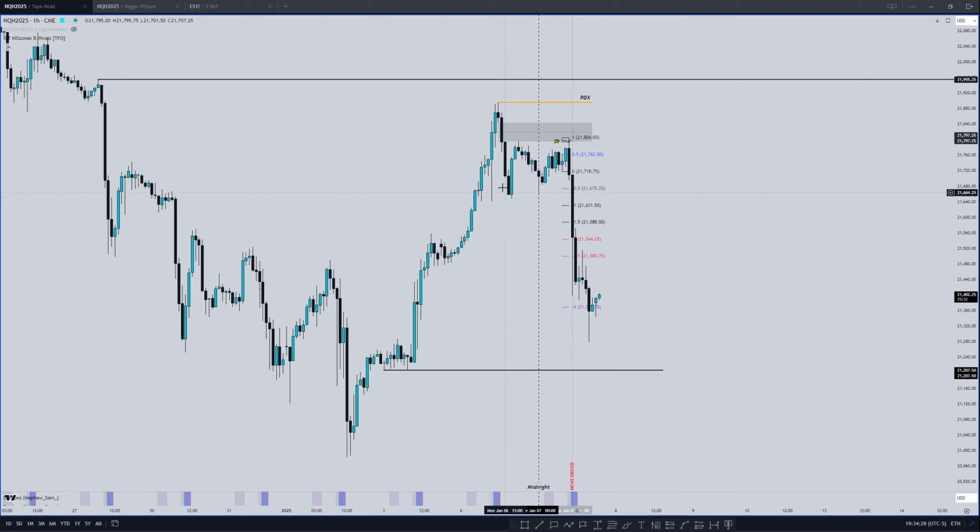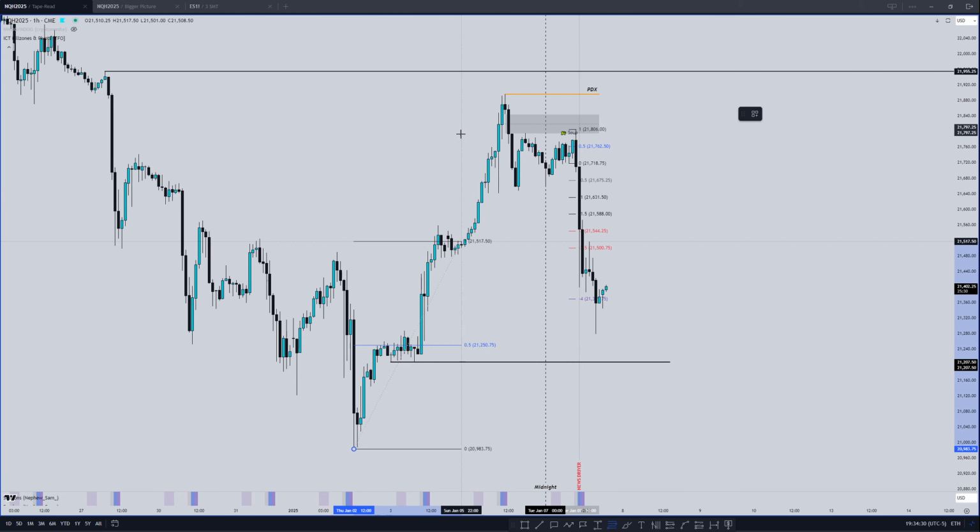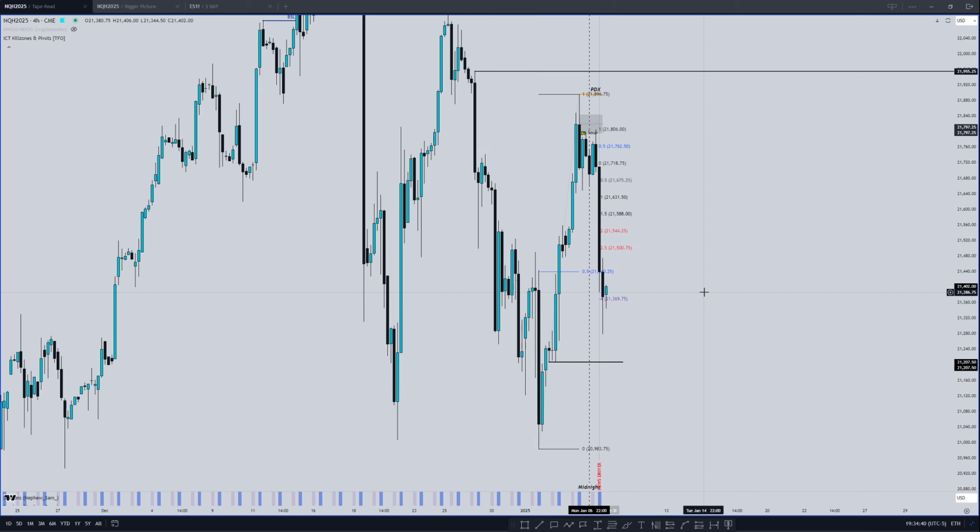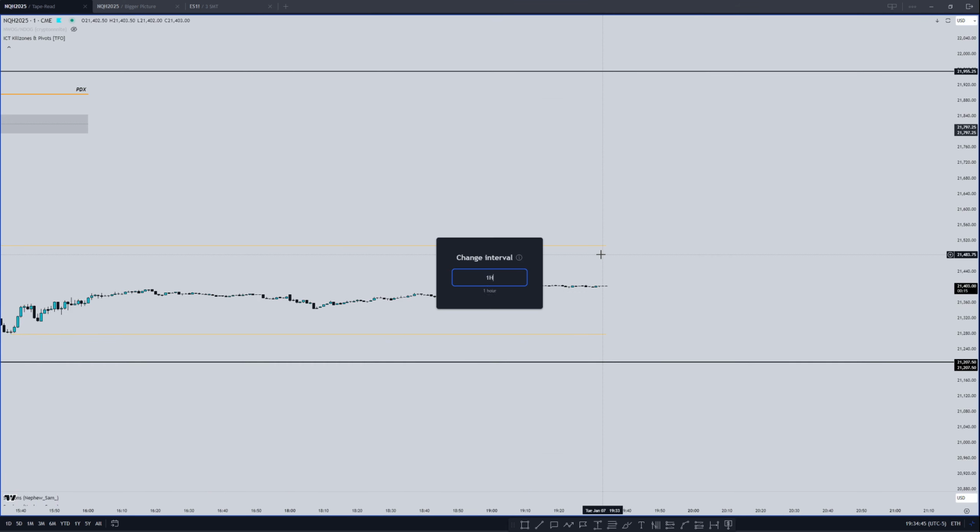So for this example, okay, we're in discount. We just had a 2022 model. We ran out. Is there a higher time frame PD array we trade into? We tag the fair value gap here. We also tag the bullish breaker. And you can start to piece things together. It's all about combining tools. Bias is just combining tools and weighing both sides.